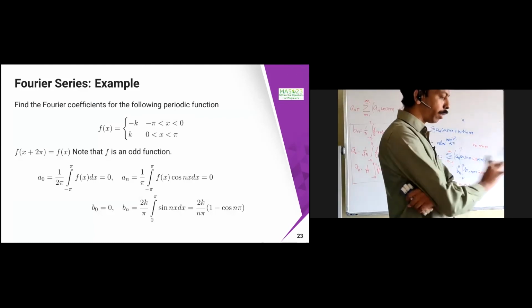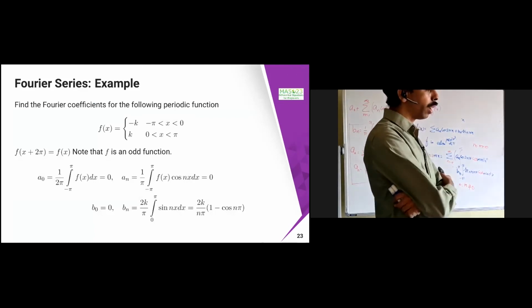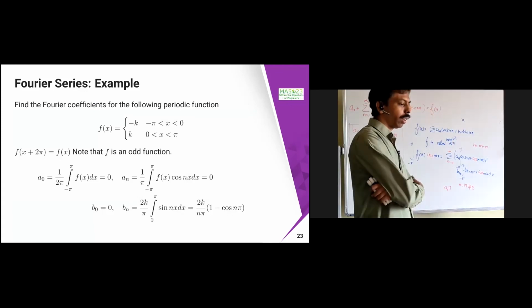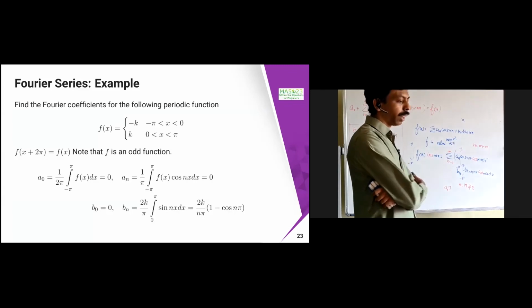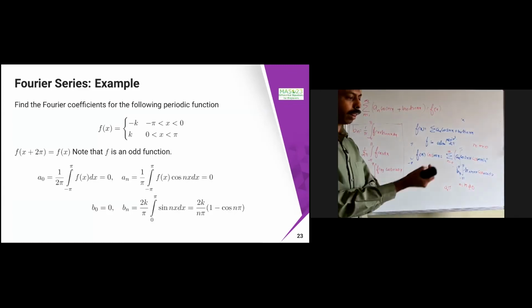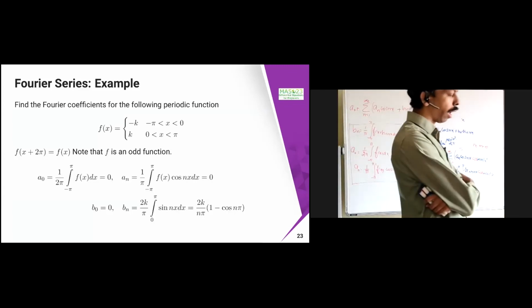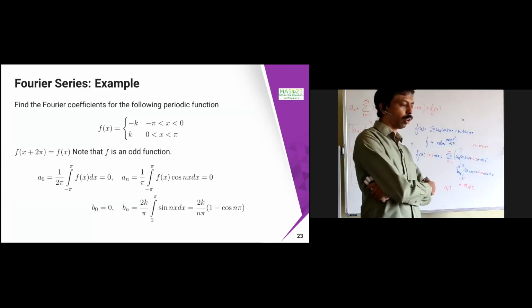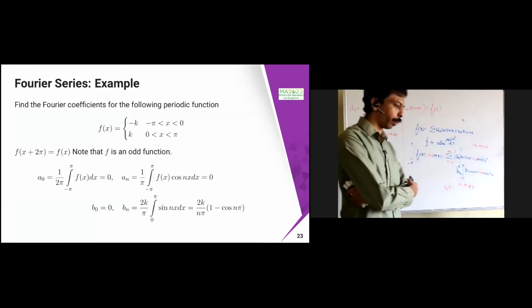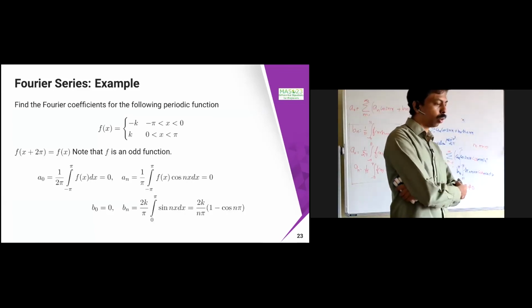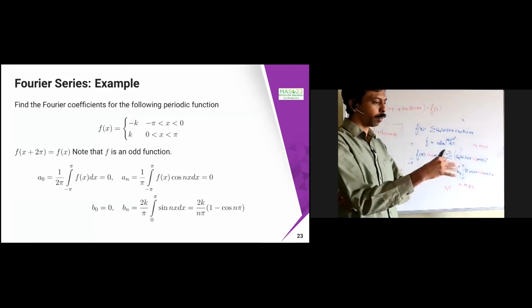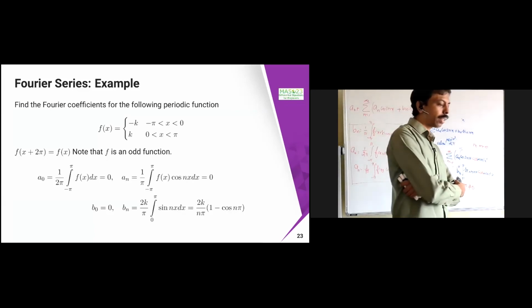Next one. So this is an example. I'm not going to solve it, I just show it in the slide itself. So f of x equal to minus k if minus pi less than x less than 0, and k if 0 less than x less than pi. I don't care what that is at one point. At x equal to 0, I don't define anything, but it doesn't matter for me, because at one point if you are not defining, the integral is not going to be affected much. You can just split that integral.